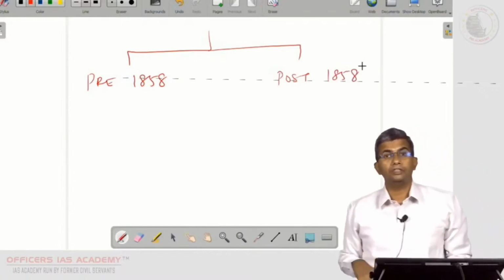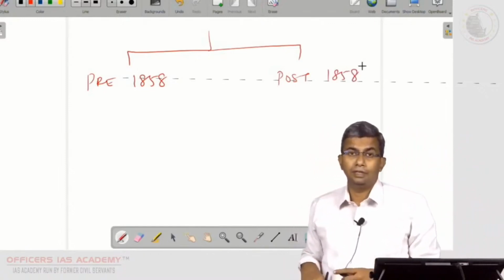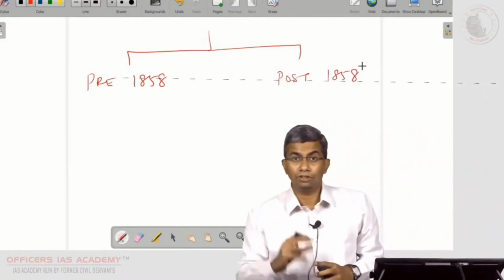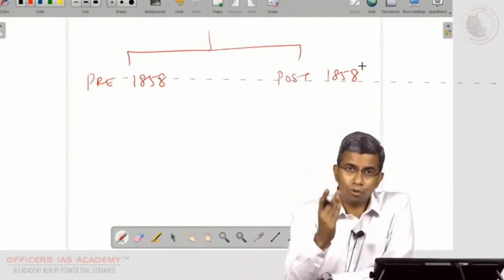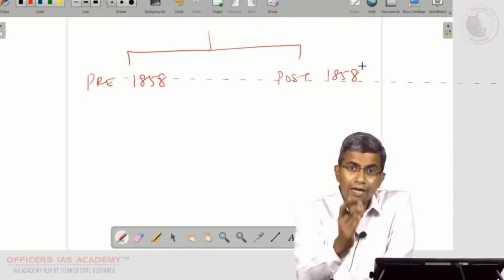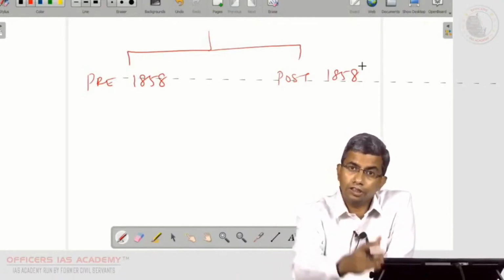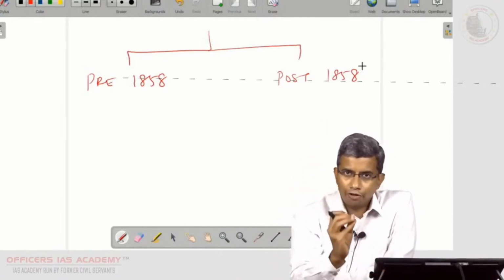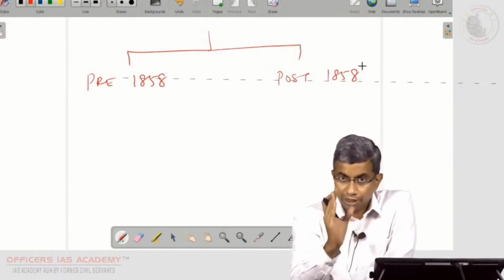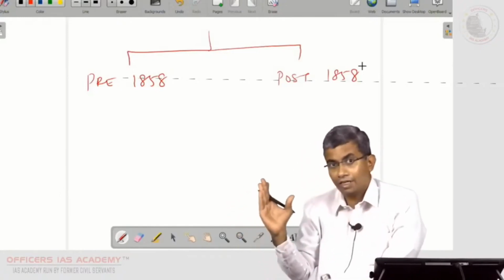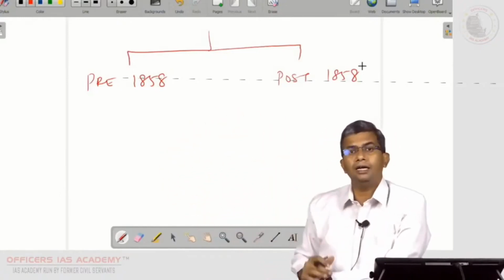Now what is the significance of the year 1858? 1857 was the first war of independence, the Sepoy Mutiny, right? Again, as I told you guys, all the historical background, the historical importance of all these things will be covered in your history class. I am going to discuss it only primarily from the governance perspective, right? And how it shaped the governance and the constitutional mechanism in our country.